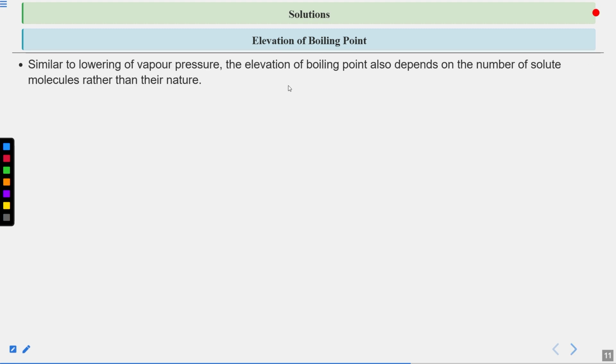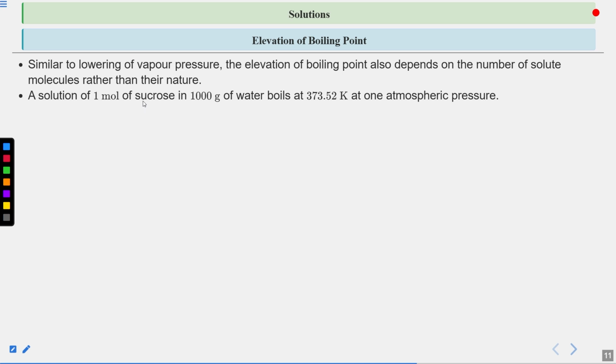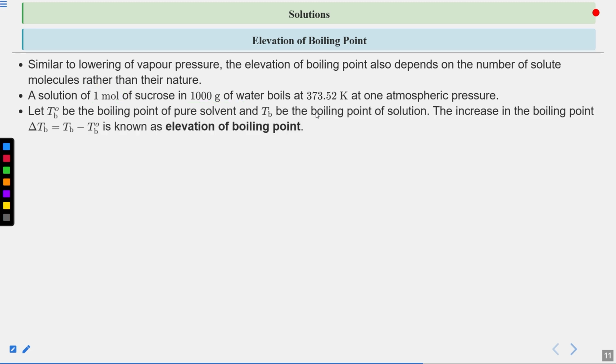Again, since it is a colligative property, its value will only depend on the number of solute particles and is independent of their nature. Suppose you are adding 1 mole of sucrose in 1000 gram of water, then there will be an elevation in boiling point. So this will be your elevated boiling point, which is TB of the solution, and T0B is the boiling point of the pure solvent.